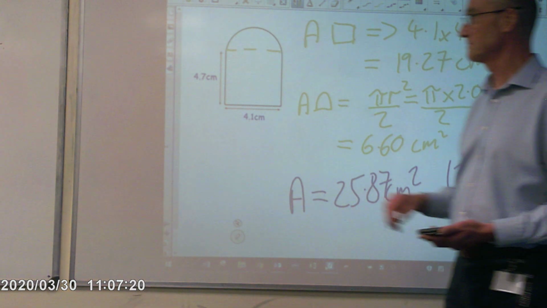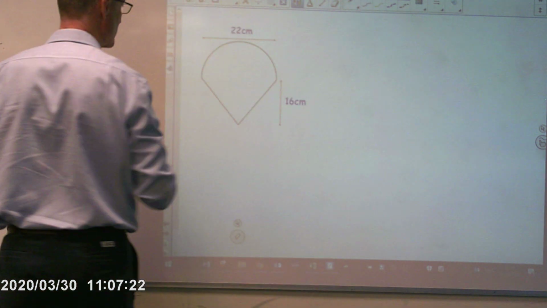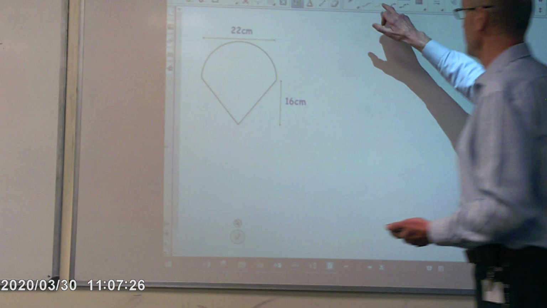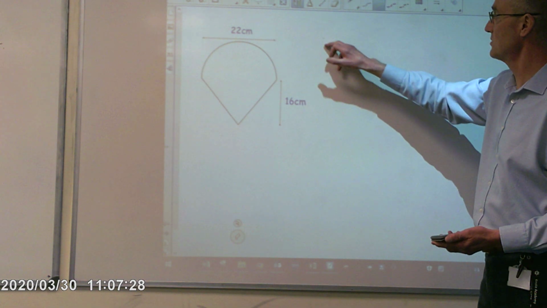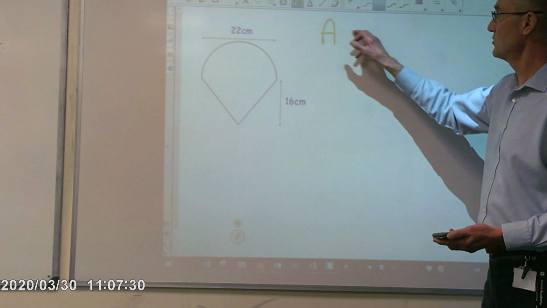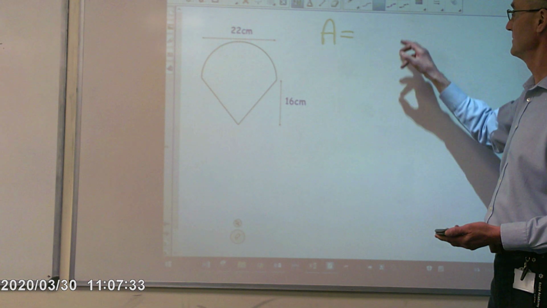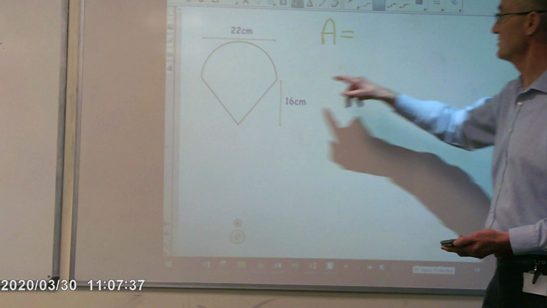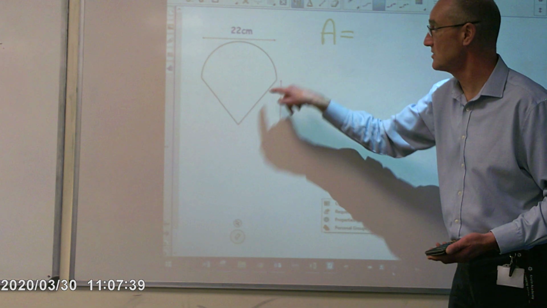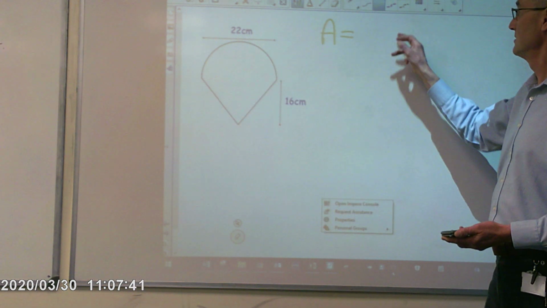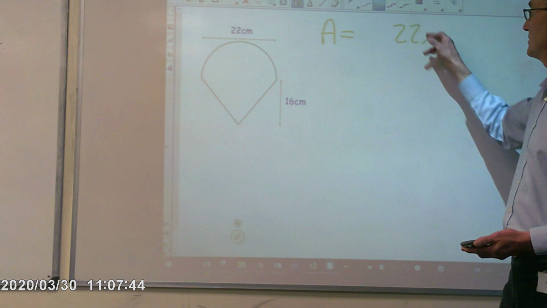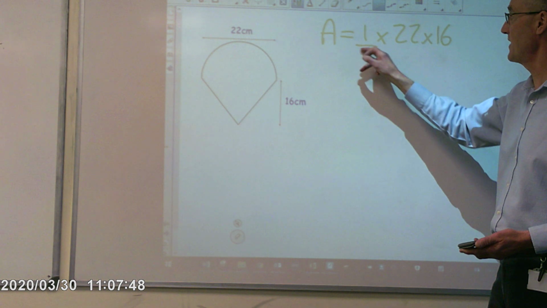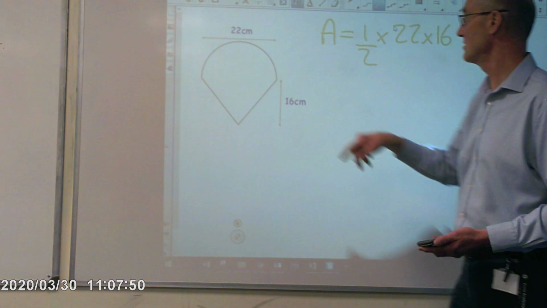Okay, next example. What have we got? We've got a triangle. That's easy, we can do that. What's the area of a triangle? It's base times height. So 16 for the height, 22 for the base. So we've got 22 times 16. Don't forget it's a triangle, so it's half of that, half of the base times height.